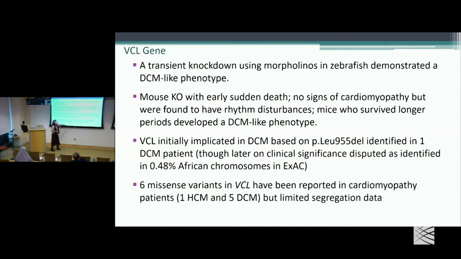But then you go through the evidence, and there was a zebrafish model using transient knockdown with morpholinos that showed a DCM-like phenotype. There was a knockout mouse with early sudden death. It didn't actually have signs of cardiomyopathy, but had rhythm disturbances. But the mice who survived longer did develop a DCM-like phenotype. So there was some animal model data. The first variant implicated in humans, an in-frame single amino acid deletion in a patient with DCM, later was refuted once that variant was found to be in 0.5% of African chromosomes in ExAC. So the first human disease claim was refuted.